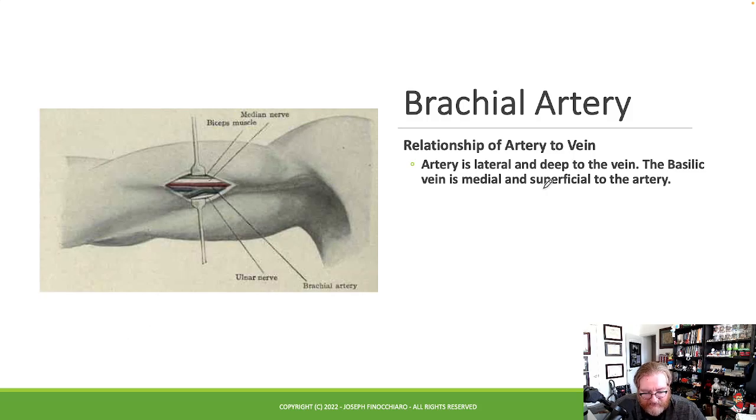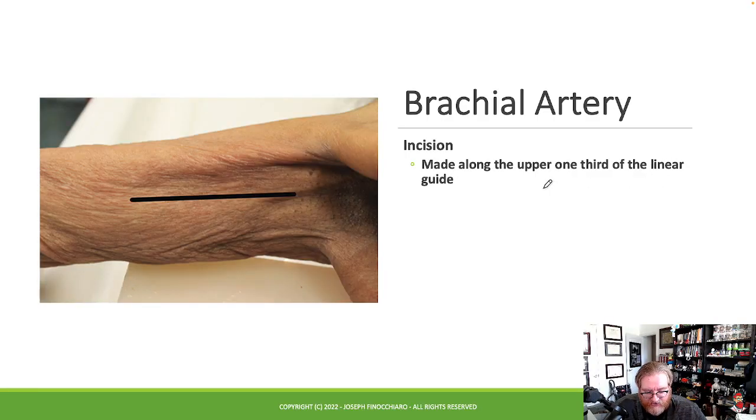The artery is lateral and deep, and the vein is medial and superficial. Once again, vein is on top, artery is underneath. The incision is made along the upper 1/3 of the linear guide. Now, this is super important. This is where I think a lot of people have trouble, where I've seen students screwing this up in labs and letting them suffer through it, and then I correct them, because when you make the mistake, you'll remember the mistake because life sucked, and then you remember how to fix it.